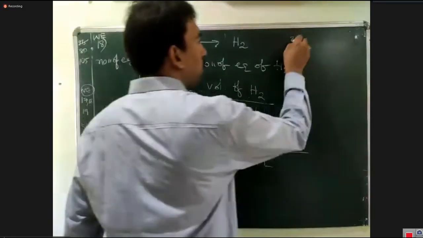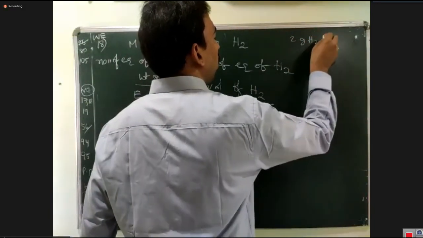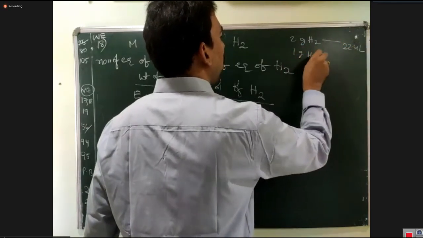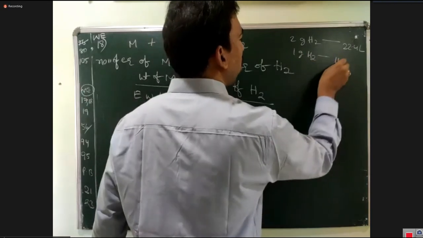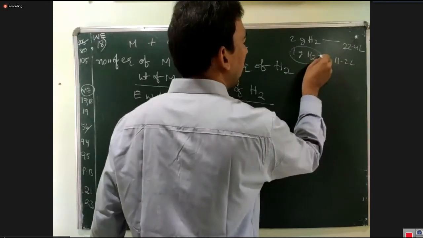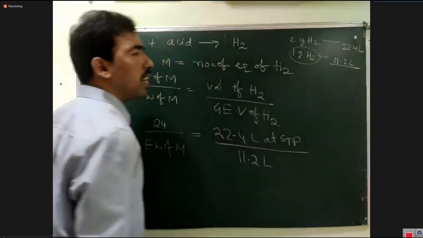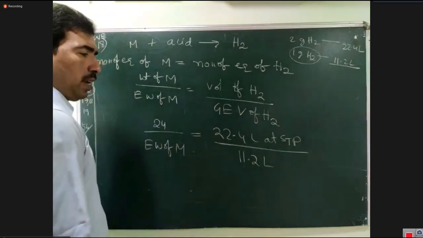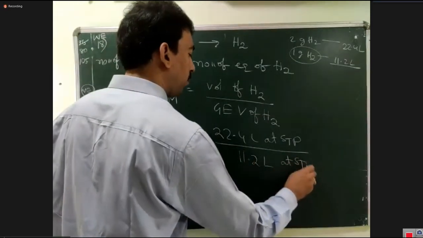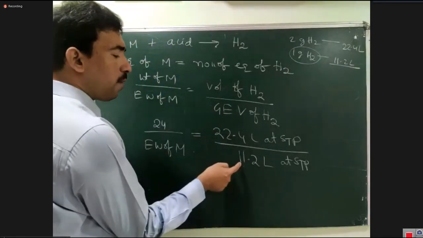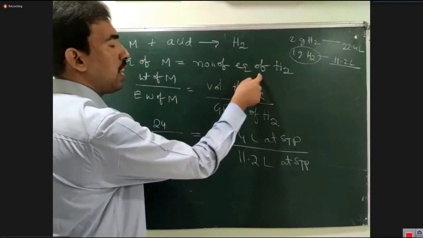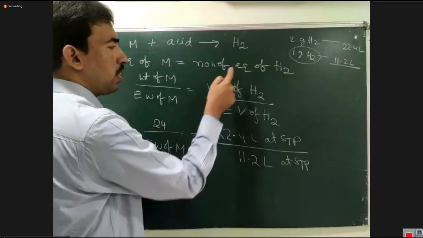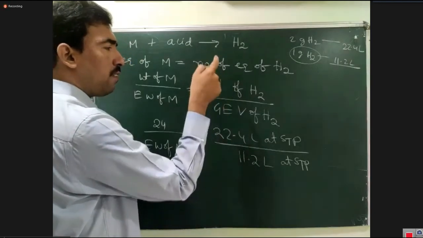So 2 grams of H2, 1 mole, means 22.4 liters. Then 1 gram of H2 is how much? 11.2 liters. 1 gram of H2 is known as an equivalent, so its volume is called the equivalent volume. So the equivalent volume of H2 is 11.2 liters at STP. Volume of gas by equivalent volume will give the number of equivalents, and weight by gram equivalent weight will give the number of equivalents. Whether they have given volume or weight, we have to decide.